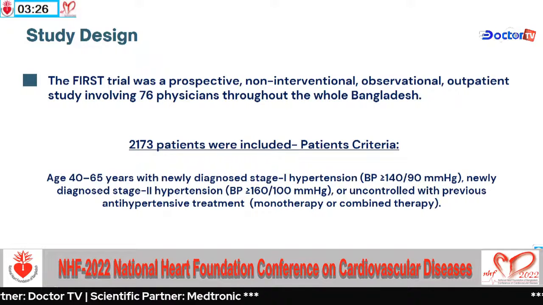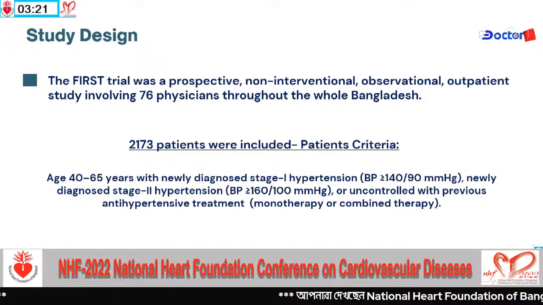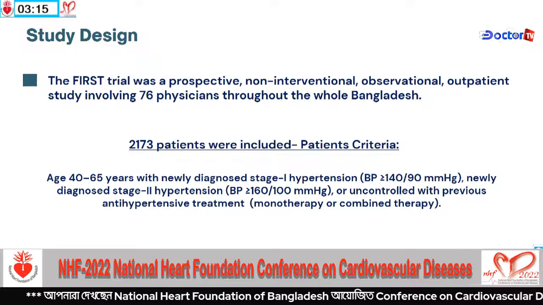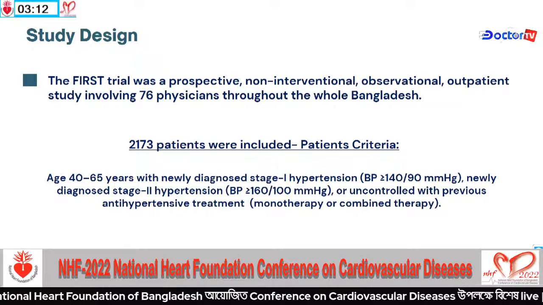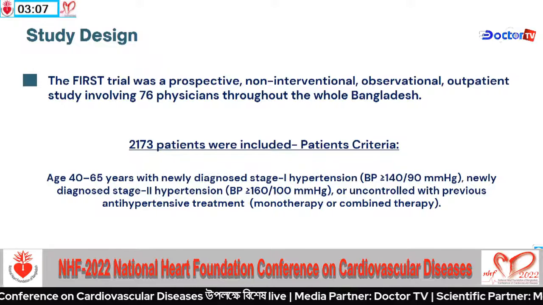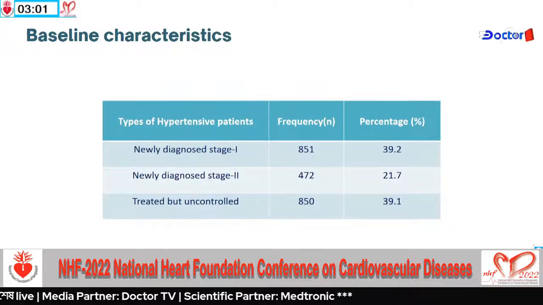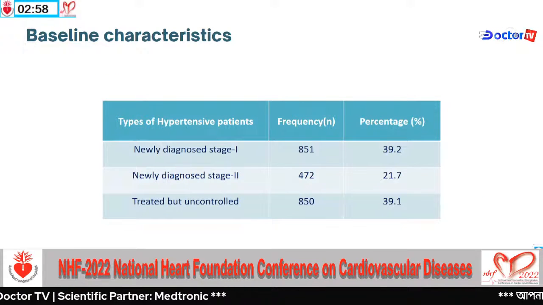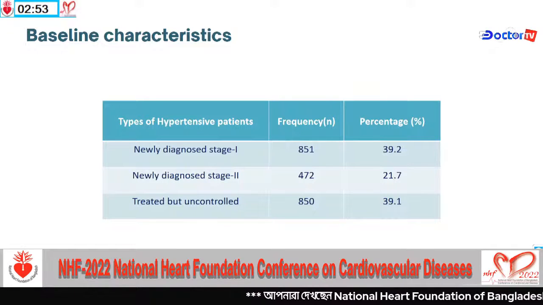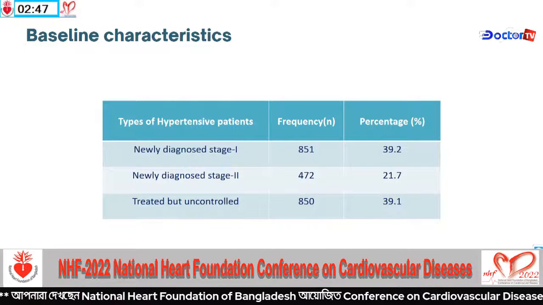2,173 patients were included in this study, age range 40 to 65 years, with stage 1 or stage 2 hypertension based on the 2013 ESC hypertension guideline criteria, as well as uncontrolled hypertensives with previous antihypertensive treatments such as monotherapy or combination. The setting was mostly OPD-based, hospital, non-hospital, private chambers, and practitioners' chambers. The breakdown of the patient population is such: 39.2% newly diagnosed stage 1 hypertensive, 21.7% stage 2 hypertensive, and 39.1% who were treated but not controlled with other medications.